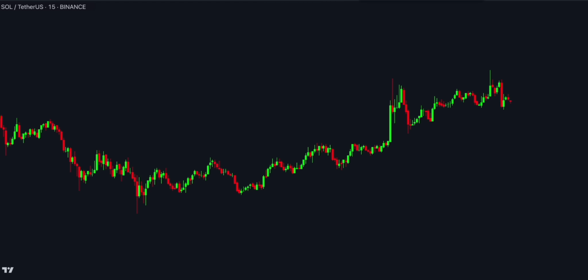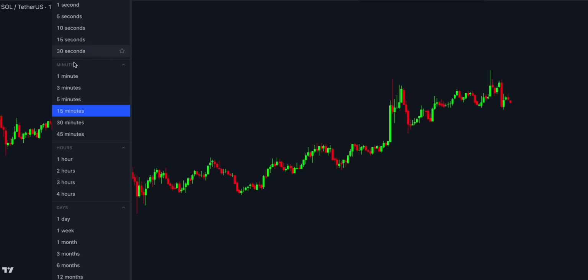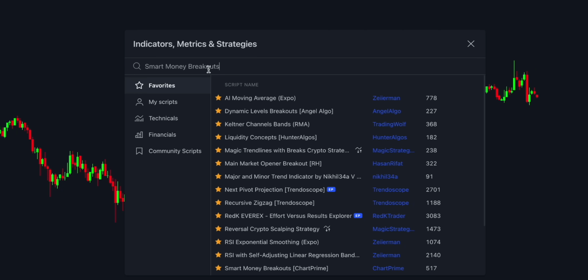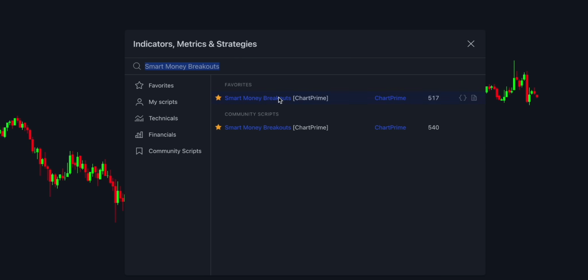To add this indicator to your chart, simply log into your TradingView account and open any chart. Currently, I am viewing the Solana price chart on the 15-minute time frame. Open the indicators and search for smart money breakouts by Chart Prime. Let's thank the creator of this wonderful script.